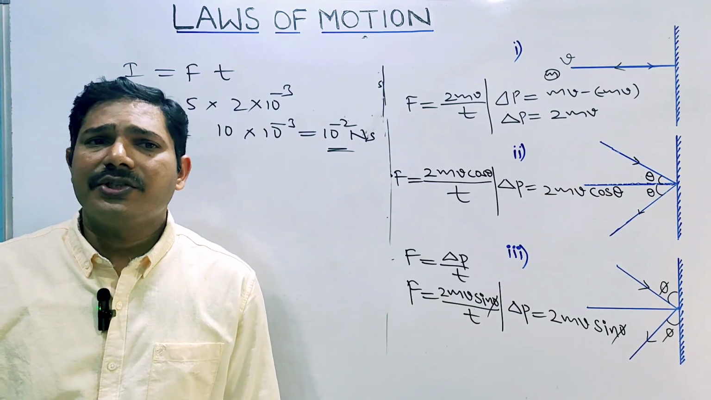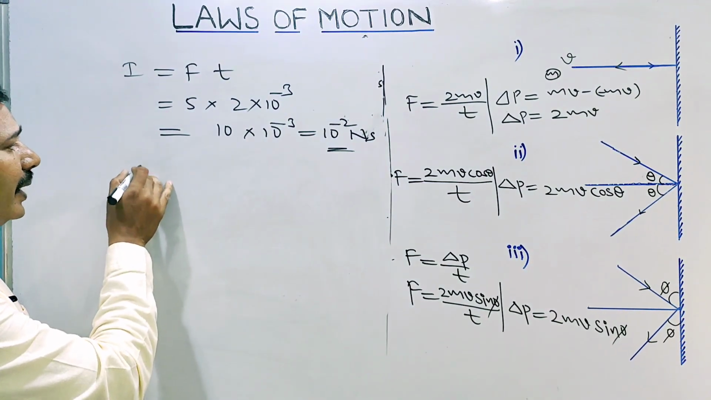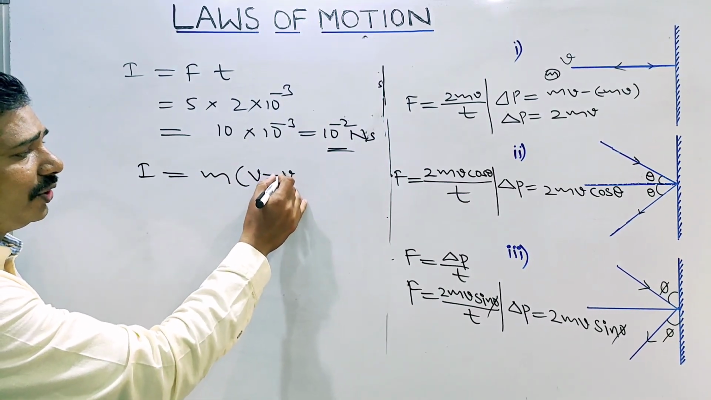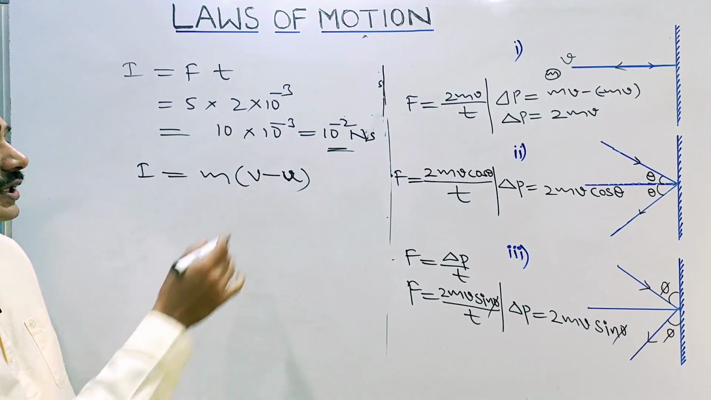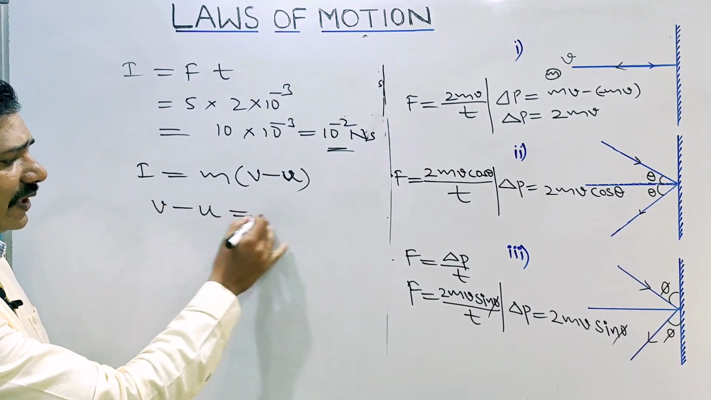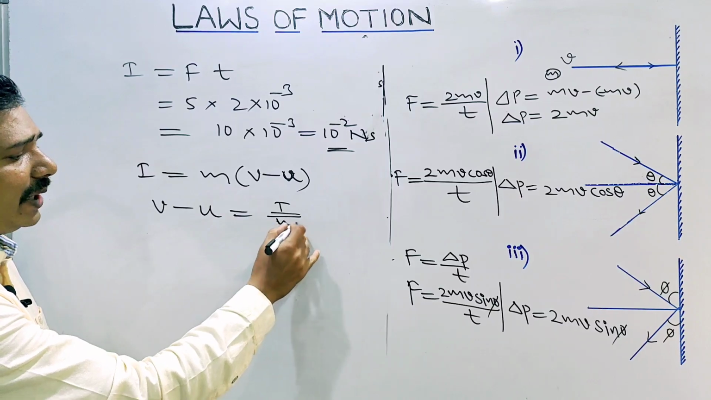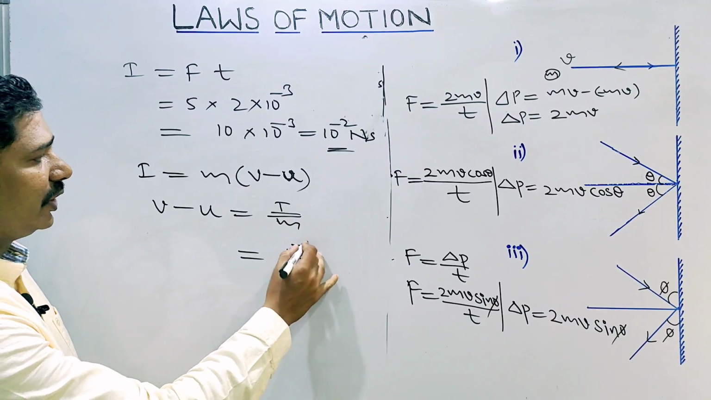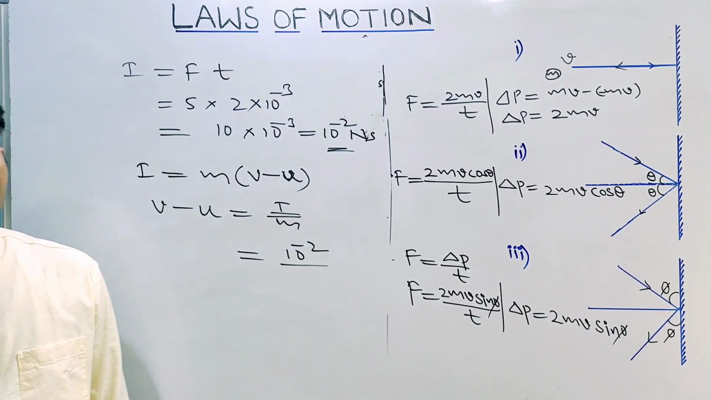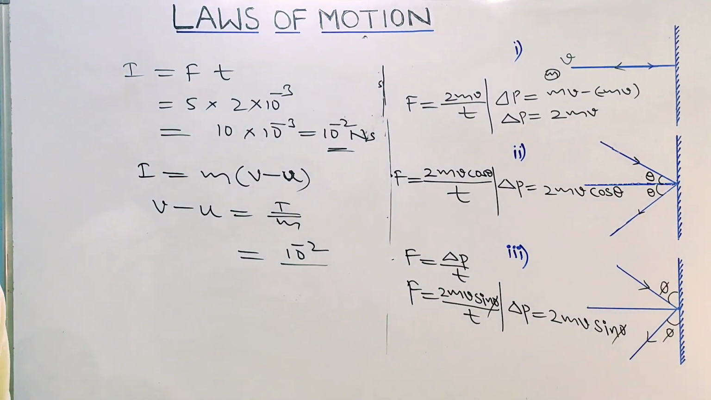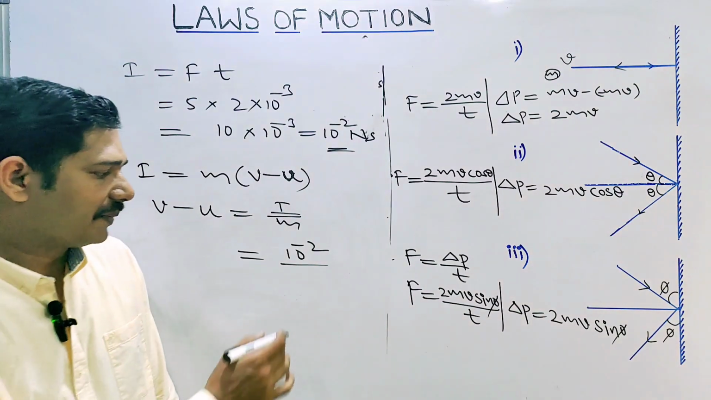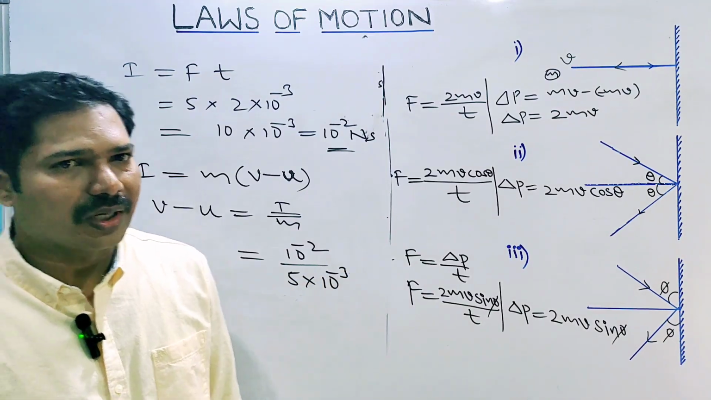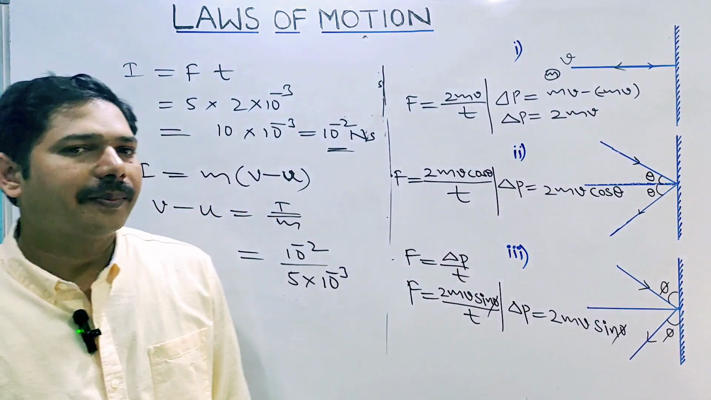They are asking for the change in momentum. We know that impulse I equals the change in momentum, m into (v minus u). They are asking for v minus u, which equals impulse by mass. The impulse value we just got is 10 to the power of minus 2, divided by the mass. The mass of the body is 5 grams, and 5 grams means 5 into 10 to the power of minus 3 kilograms, since 1 gram equals 10 to the power of minus 3 kilogram.